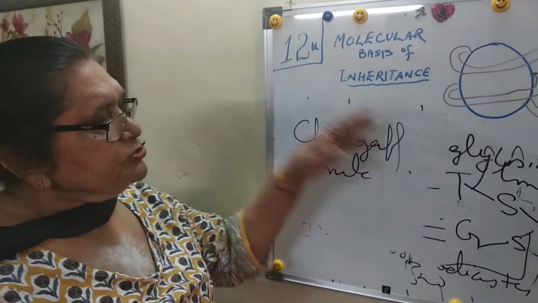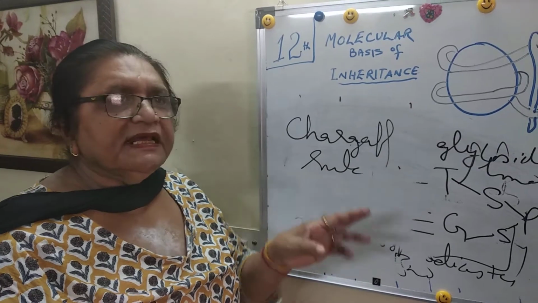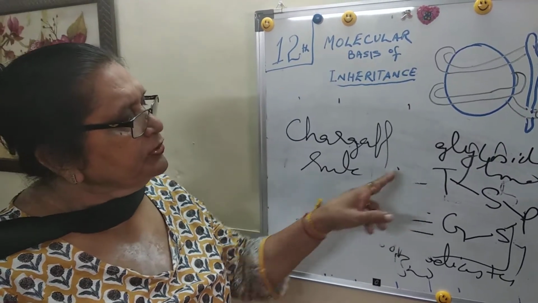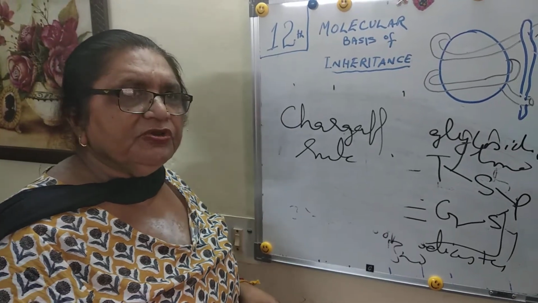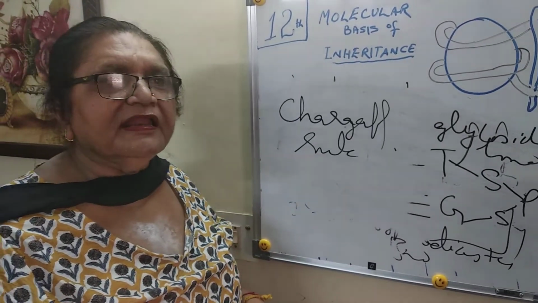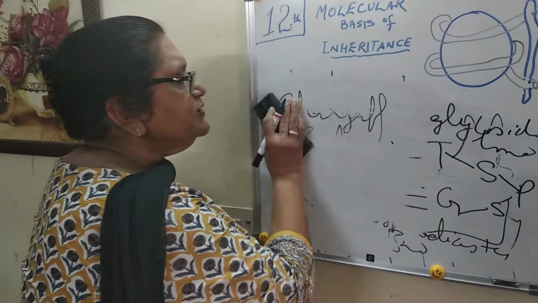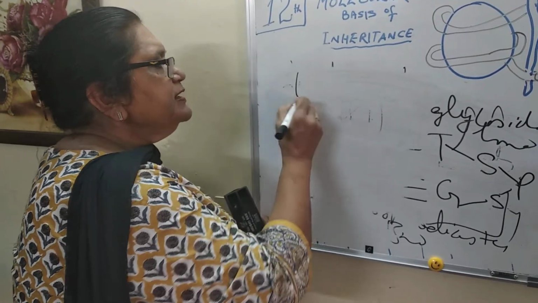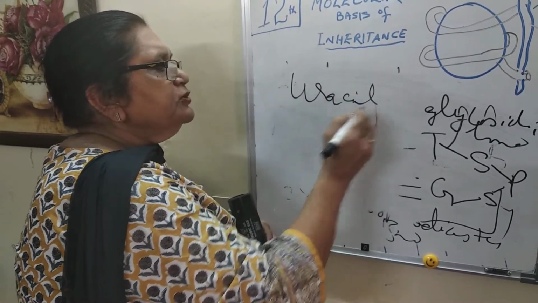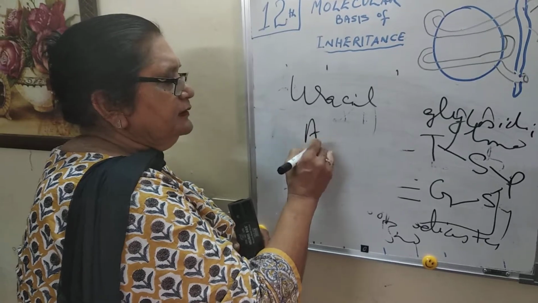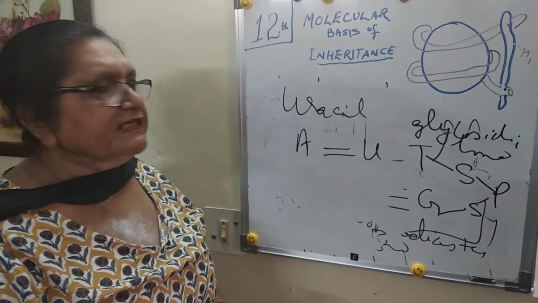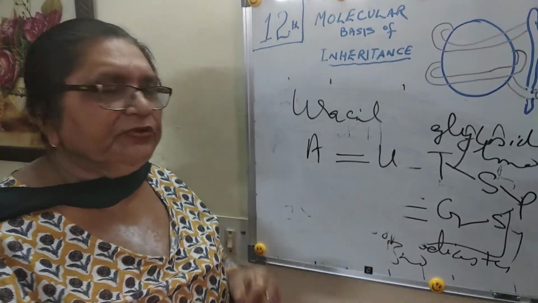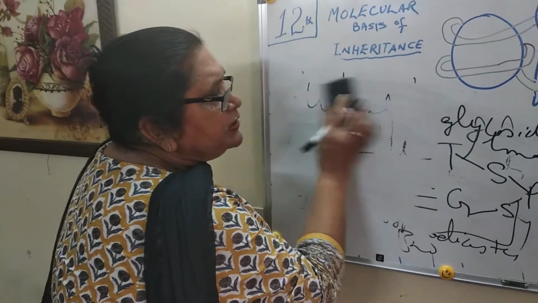What is Chargaff's rule? It means thymine and adenine are the same in amount, adenine with thymine, similarly cytosine with guanine. But in case of RNA, thymine is replaced by uracil, that is, adenine pairs with uracil. That we will discuss in the next video, that is uracil in RNA. So come to the point.